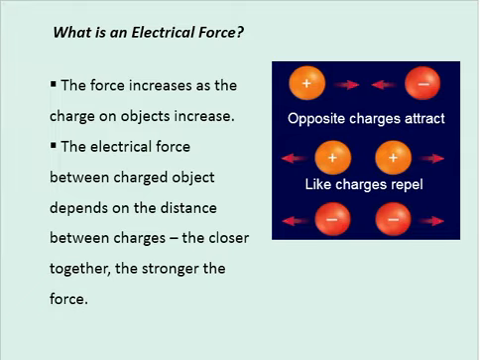The electrical force between the two charged objects depends on the distance between the charges. So you might not have noticed that force between the styrofoam plate and the aluminum pie plate until you got kind of close. When they were further apart, that force was much weaker. So the closer the objects are, the greater the force. The further apart they are, the lesser the force.